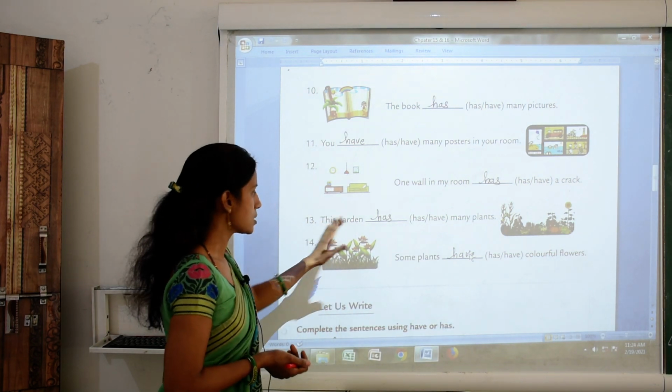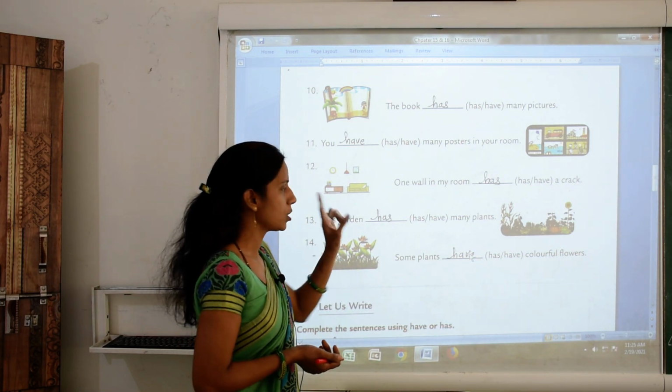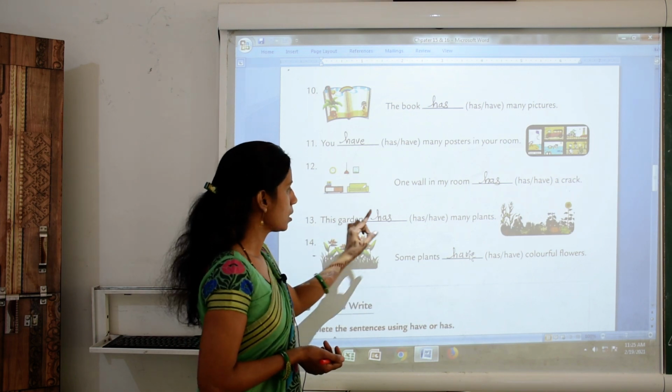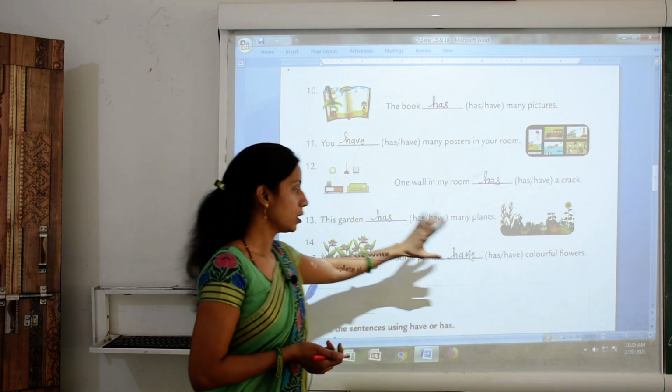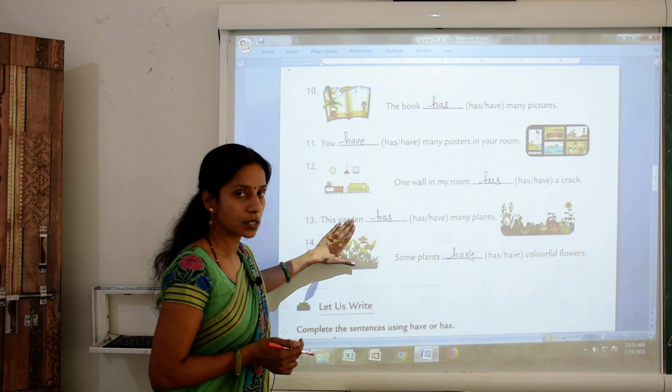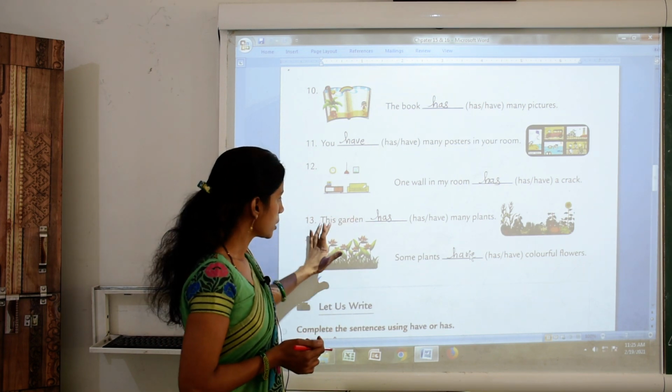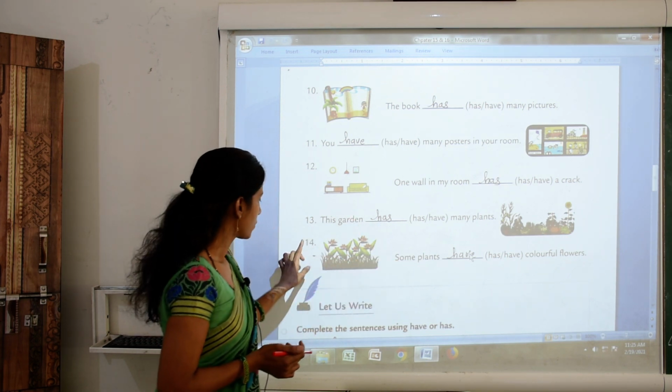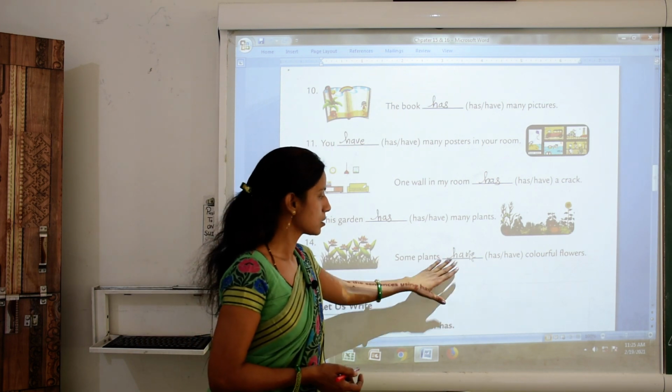Number 13, this garden. Okay, we are talking about only one garden. So this garden has many plants. Here garden is one thing, one place. So we use has.